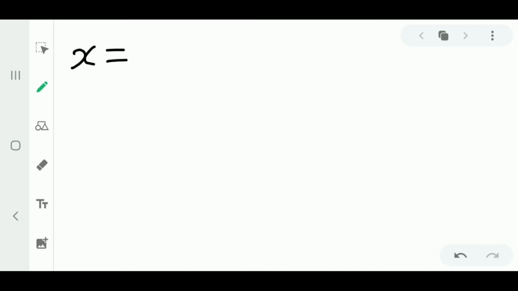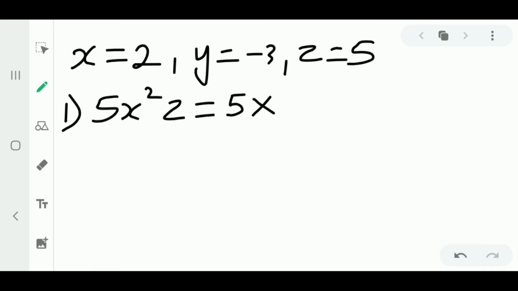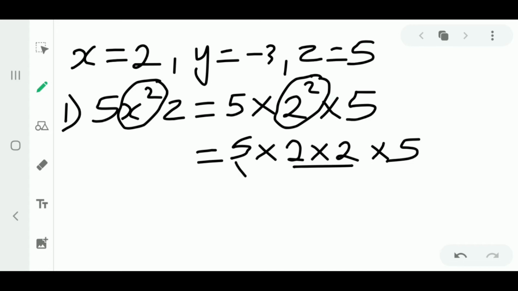Let's say we're given x is equal to 2, y is equal to minus 3, and z is equal to 5. And we're told to find 5x squared z. So right at the 5, we know that x squared here is saying 2 squared times z, which is 5. So if you say 2 squared, you can put that in your calculator, or you can just say 5 times 2 times 2 times 5. So 5 times 2 is 10, 10 times 2 is 20, and 20 times 5 gives you 100.